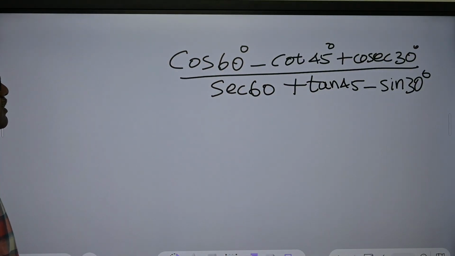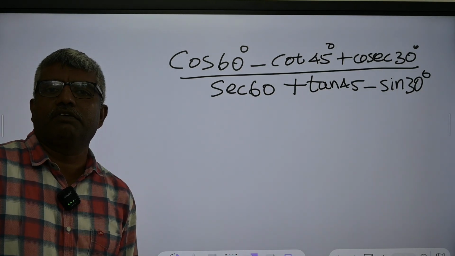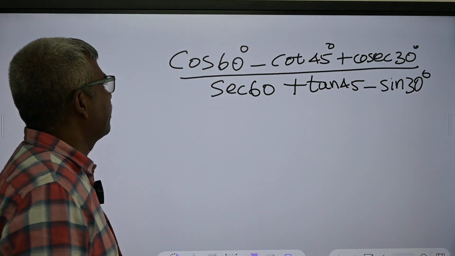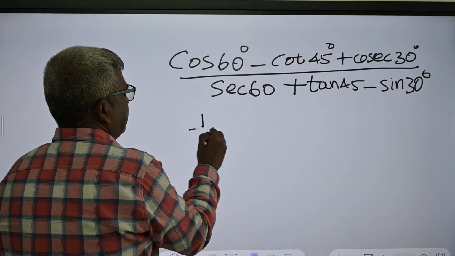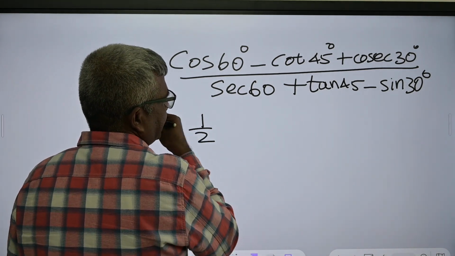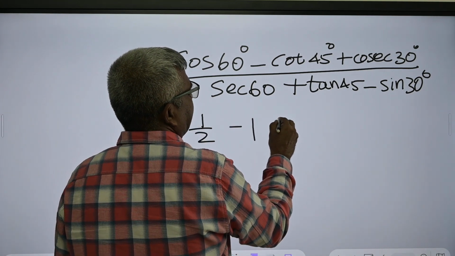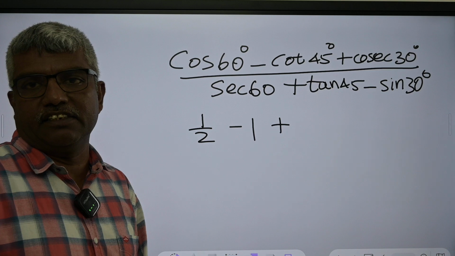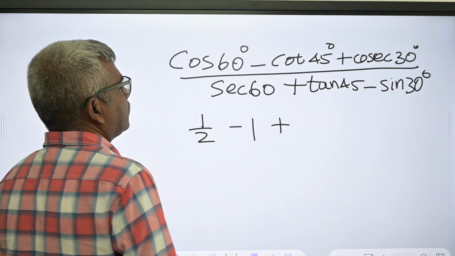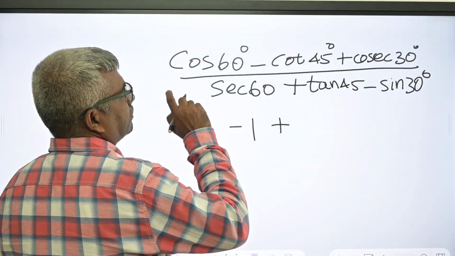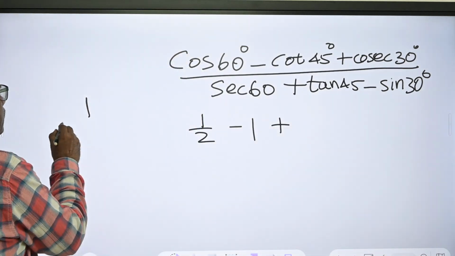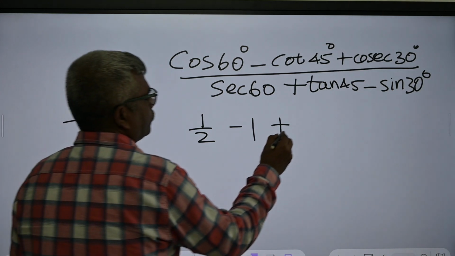Okay, next one, cos 60. First of all, you need to memorize and recall all the sin 30, 45, 60 values. Cos 60 is nothing but 1 by 2, sin 30 is 1 by 2, minus cot 45 is 1. Cosecant 30 is what? 1 over sin 30. Sin 30 is 1 by 2, so cosecant 30 is 1 by 1 by 2, which is 2.